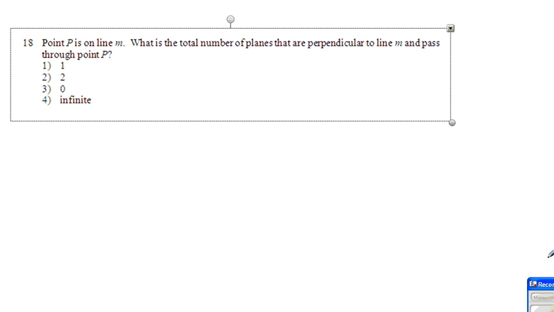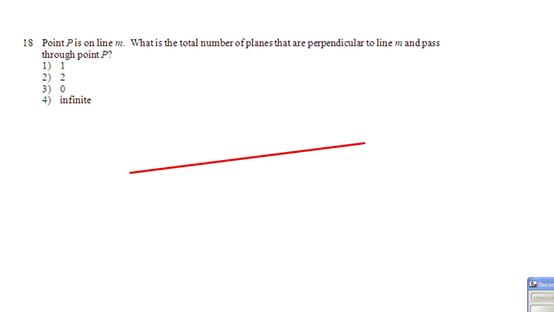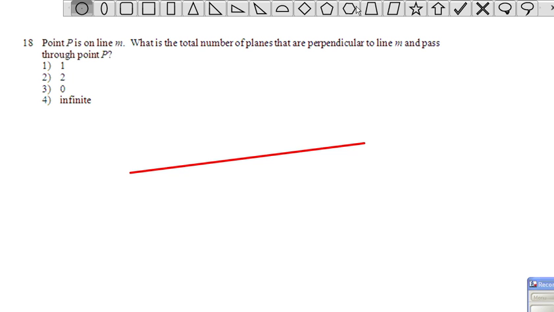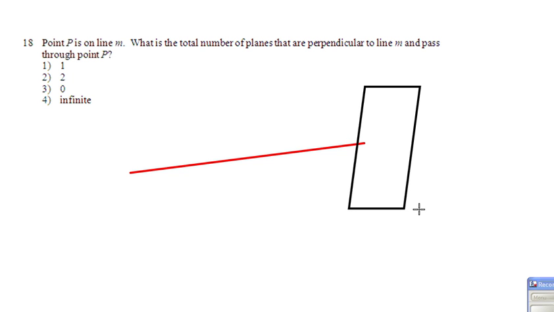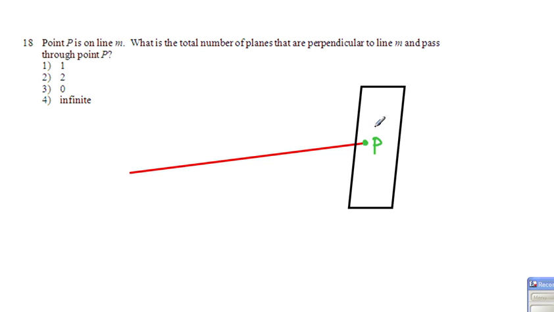Alright, so let us continue with number 18. Here we have point P is on line M. Now, total number of planes that are perpendicular to line M and pass through P. So, in fact, if there is a line, there can be many planes that cut across the line. But the thing is, there's only one perpendicular plane that passes through point P.